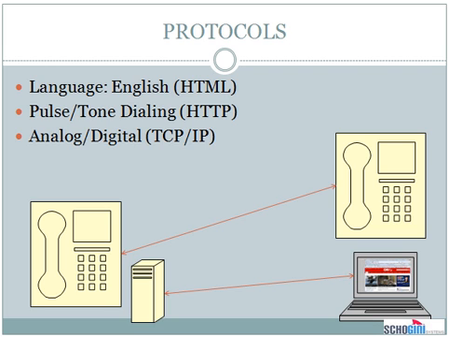Looking at a telephone system, HTML is like the language two telephone users use to communicate, and the type of the telephone equipment like pulse or phone dialing is something similar to the HTTP protocol or handshake, and the type of communication used by the telephone system like analog or digital is something similar to the TCP/IP.